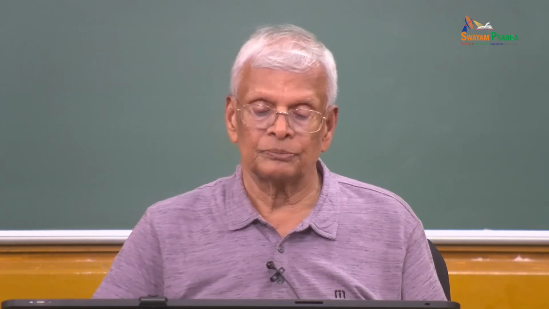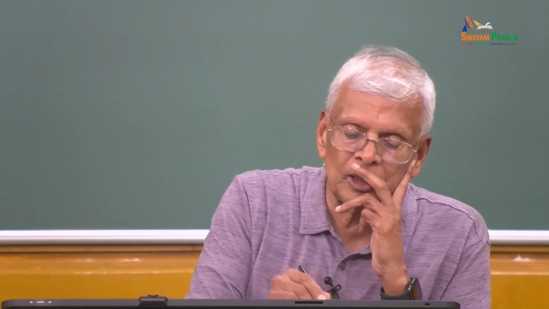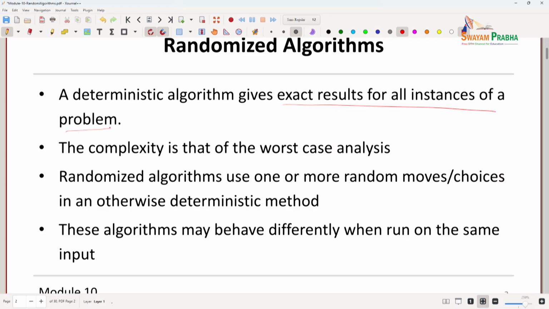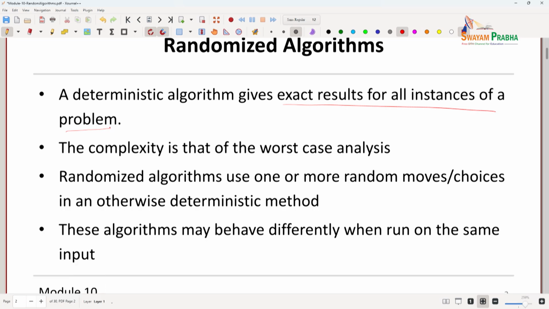So randomization or randomized algorithm. Deterministic algorithms give exact results on all instances of a particular problem. So what is an example? You have the standard matrix multiplication, that is a deterministic algorithm. We have the inner product based algorithm that can compute any and every matrix product so long as the number of columns of the first matrix is equal to the number of rows of the second matrix. That's called the condition for compatibility of multiplying two matrices.